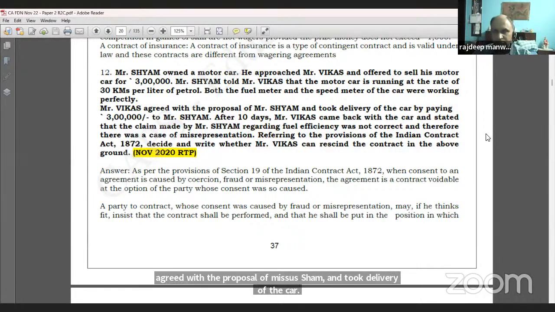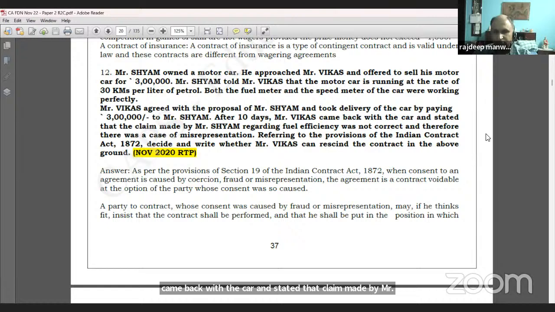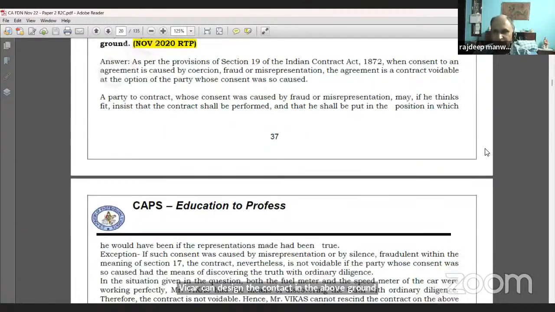After 10 days, Mr. Vikas came back with the car and stated that the claim made by Mr. Shyam regarding fuel efficiency was not correct and therefore there was a case of misrepresentation. Referring to the provisions of Indian Contract Act 1872, decide and write whether Mr. Vikas can rescind the contract on the above ground. Now read the answer. Actually, what they're telling is a point. They've mentioned that the fuel meter is running properly, right?